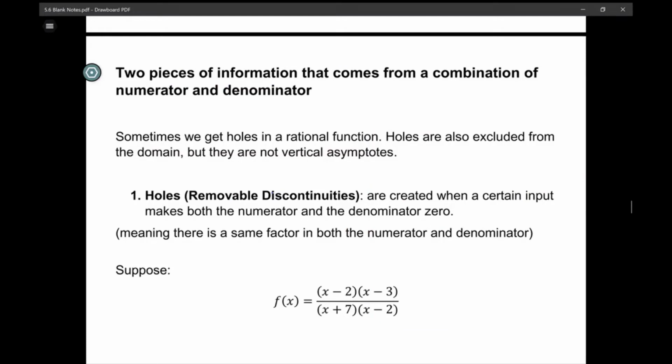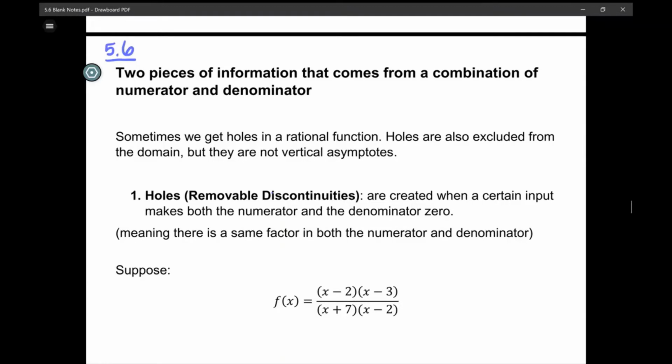Hi, welcome back to section 5.6. Now we're going to talk about some information that comes from using the numerator and the denominator together. So you have to look at both of those for these next two pieces of information.